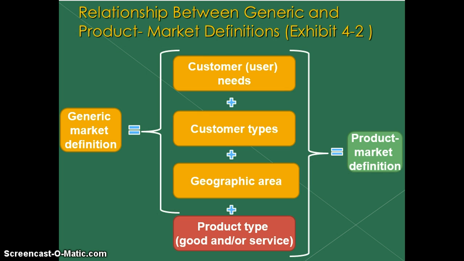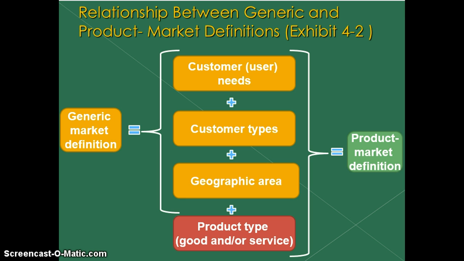All right, generic and product market definitions. You'll see here in the graph, the yellow is what is in the generic market definition, and then the yellow plus the red is what is in the product market definition. Now, customer needs simply refers to the needs and the wants of the customer that are currently being met by the product. Customer types is where the company will identify who specifically is using the product. Geographic area identifies where these people are located, where do they live, and those 3 components right there make up the generic market definition. Okay, this is good to know.